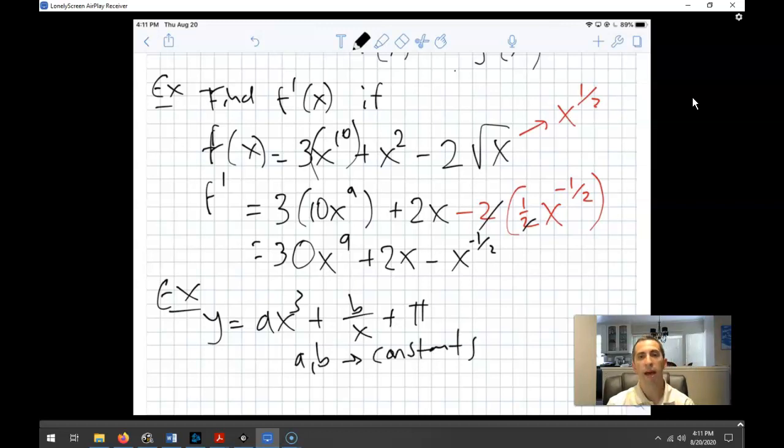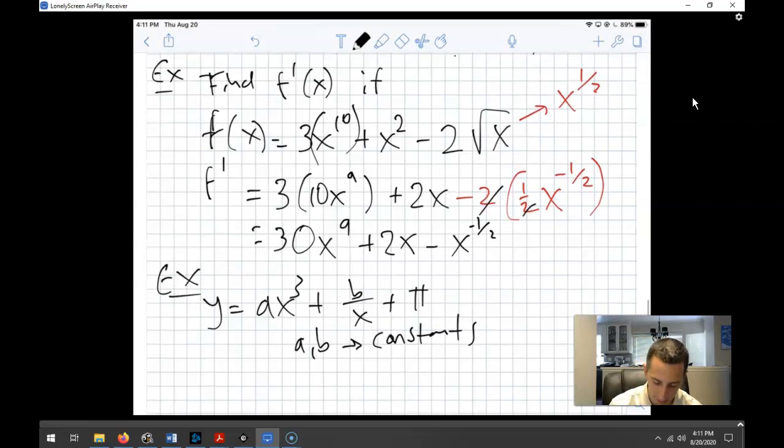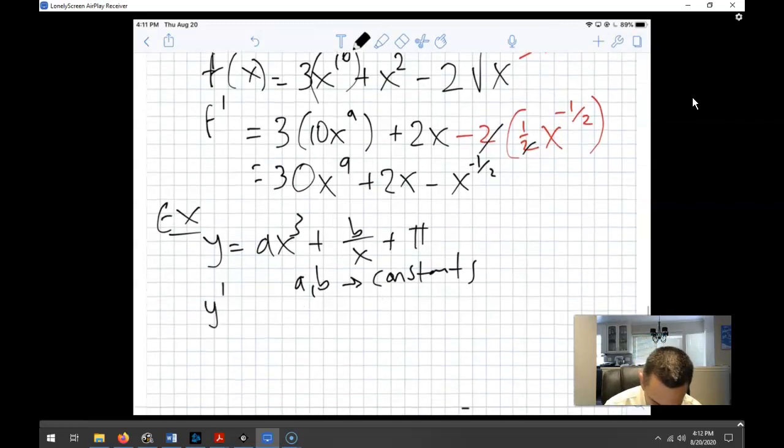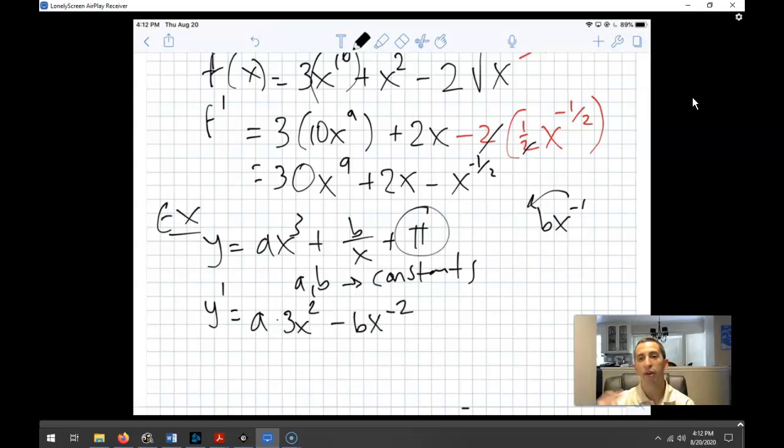So you're just going to treat them as if they were a 2 or a 3 or something like that. So the derivative of that, the a stays in front, you bring the 3 down, so that's 3x squared. This is like bx to the minus 1, so the minus 1 comes down, so that's like negative bx to the negative 2. And pi is just a number, right? If we take the derivative of 2 or 3, it's 0, so the derivative of pi is also 0.